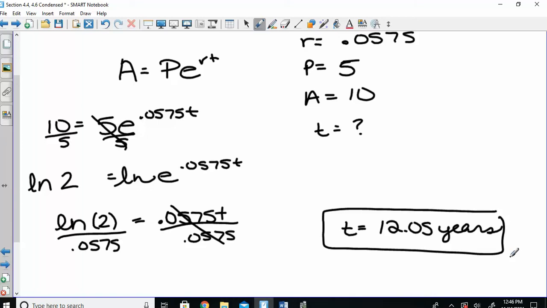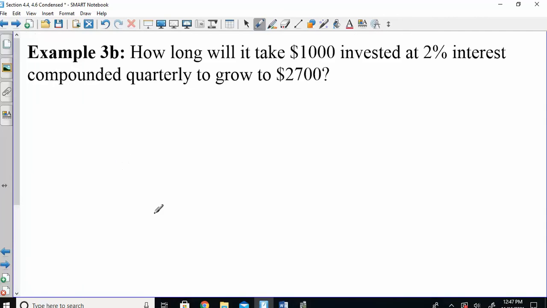Did everybody get that? One more of these. How long will it take $1,000 invested at 2% interest, compounded quarterly, to grow to $2,700? So which interest formula am I using? The first one, your regular compound interest.